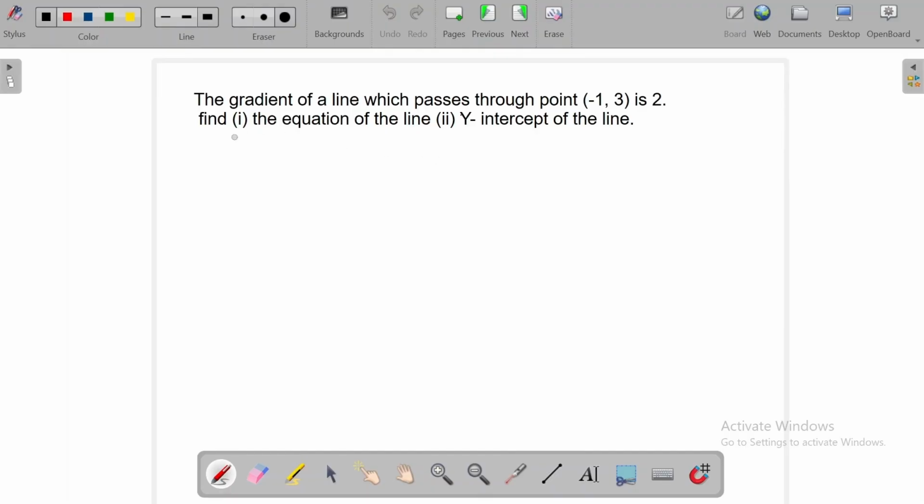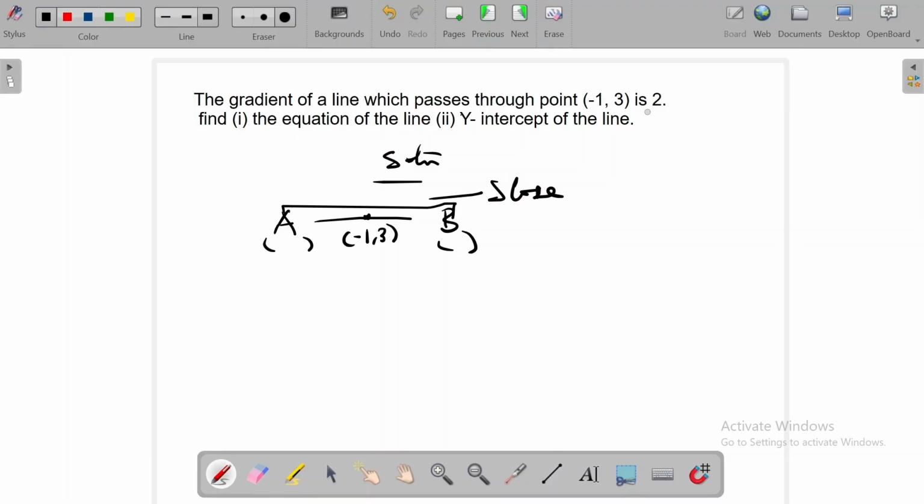If you look at this, it says the gradient of a line which passes through a point, just a single point, is to find the equation of the line, the y-intercept of the line. Let me explain. What it simply means is you have A and you have B. Since the line passes through the point, which is just a single point, this is considered to be 1 point, which is negative 1, 3. Now, the points A and B are not given, but this point has been used to calculate the slope.